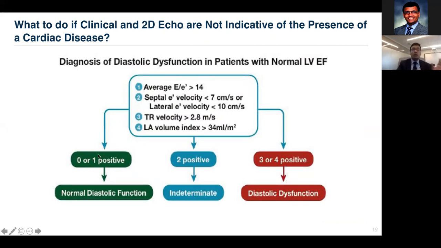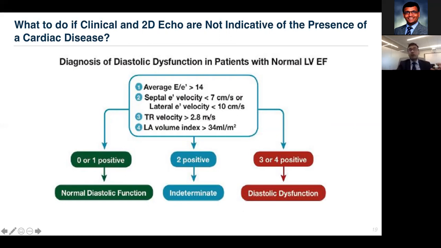If there is only one or none of these parameters abnormal, then it's a normal diastolic function. If there are two positive and two negative, then it's an indeterminate situation. If TR velocity is not obtainable, so you have only three parameters, and two of them are positive, then you may have to look for pulmonary venous flow signal to get another feature, so as to jump into this category of three or four being positive.